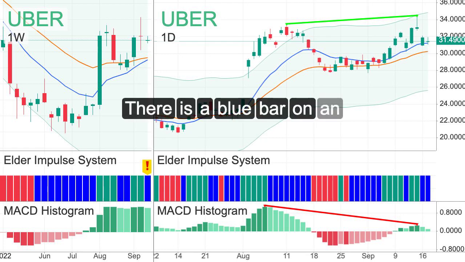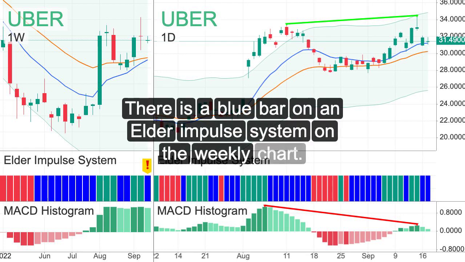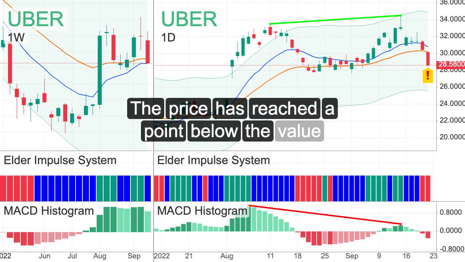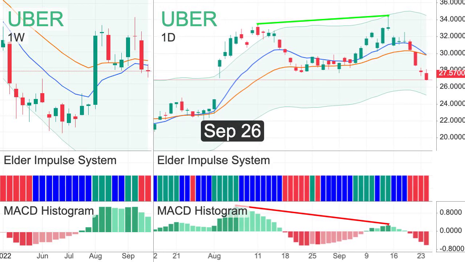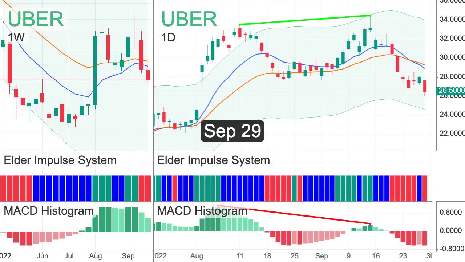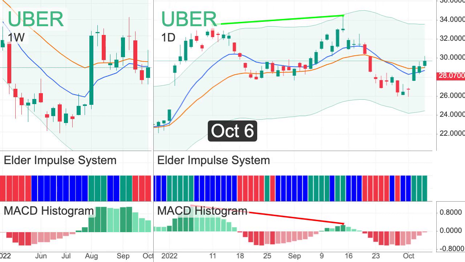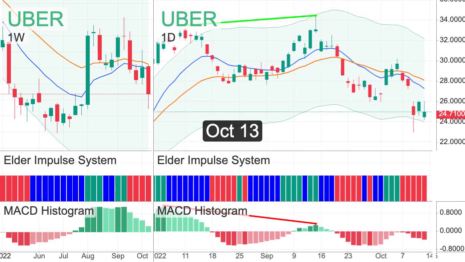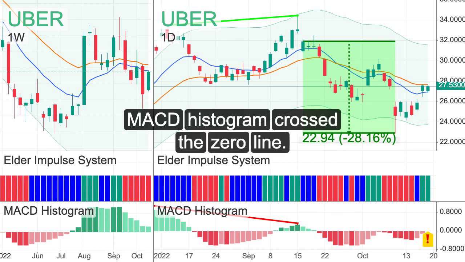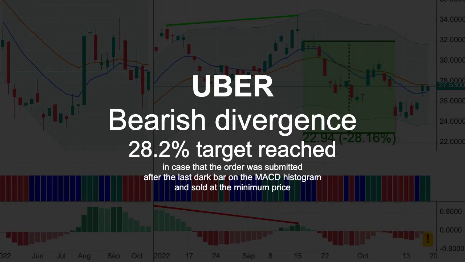There is a blue bar on an elder impulse system on the weekly chart. The price has reached a point below the value zone. Fast EMA crossed slow EMA. MACD histogram crossed the zero line. 28.2% target reached.